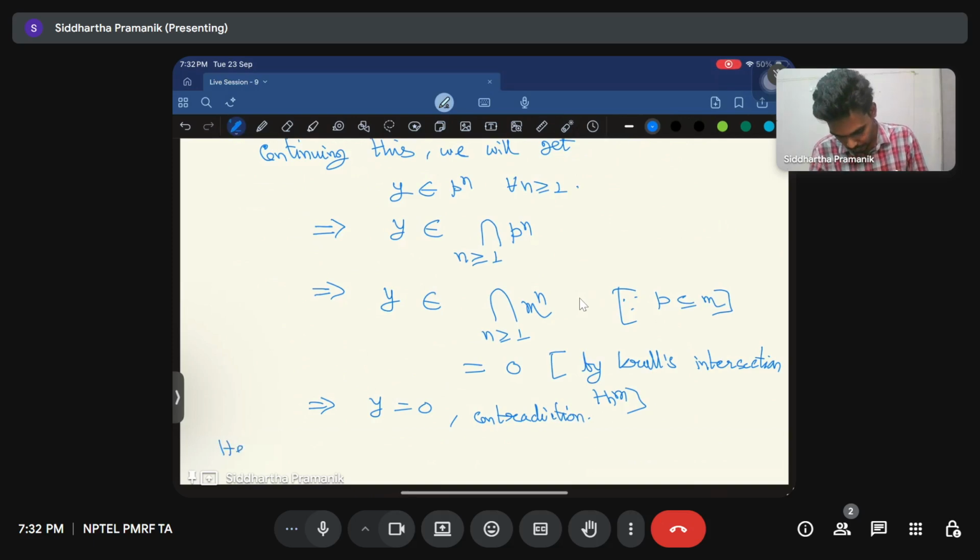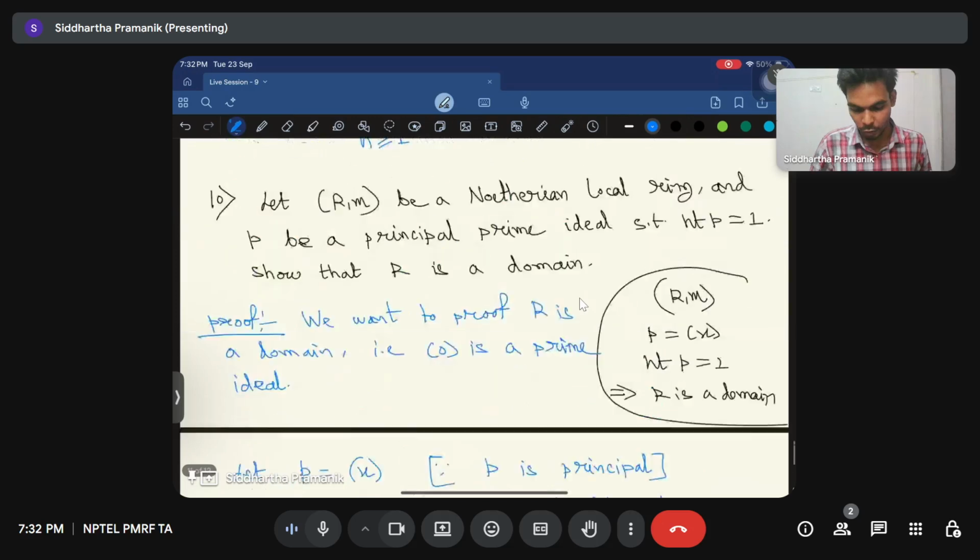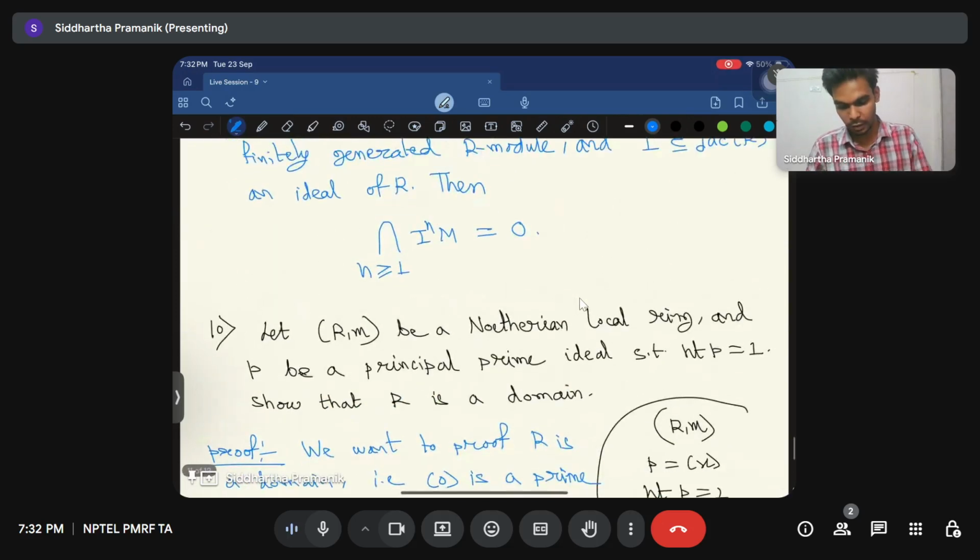Hence Q has to be 0. So 0 is a prime ideal and this completes it. So this is an easy application of Krull's intersection theorem. In our case, I is equal to the maximal ideal and this M is the ring itself.